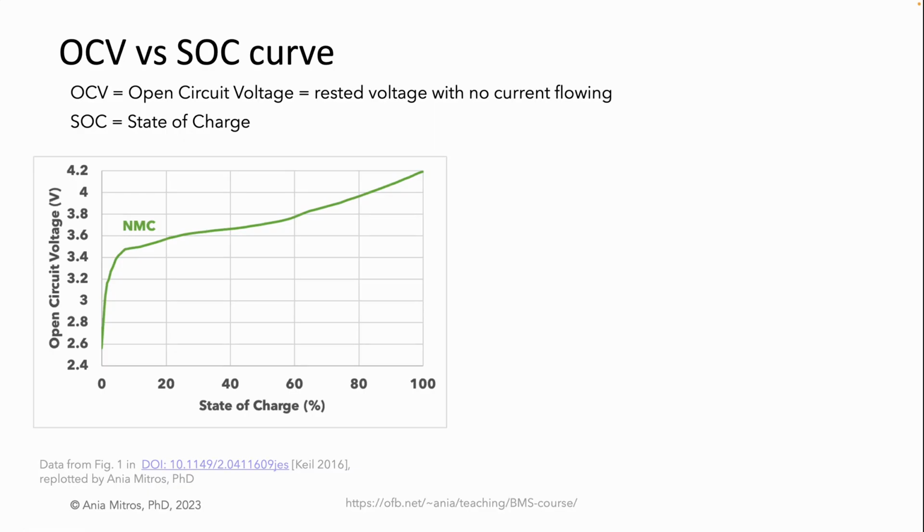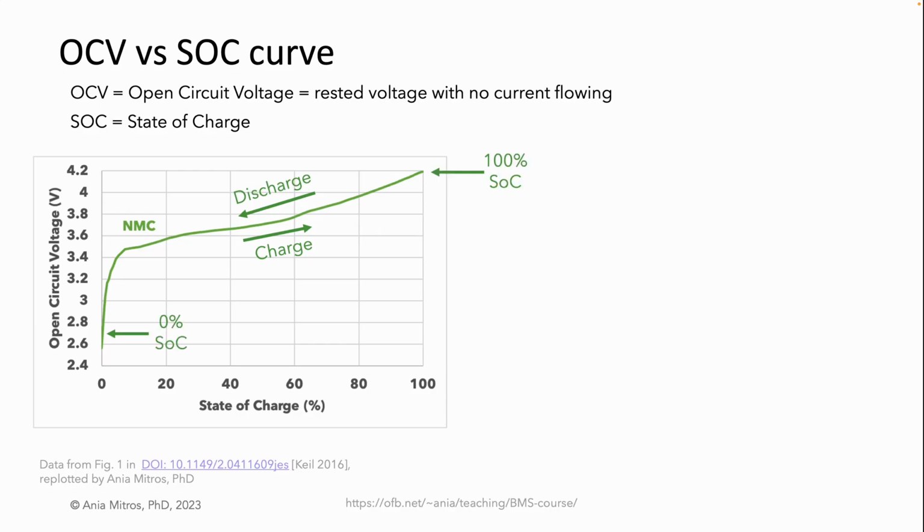On this plot, the y-axis is cell voltage, and specifically the cell's open circuit voltage, which means no current is flowing, and no current has been flowing for some rest period, perhaps a few hours. The x-axis is the state of charge, or in other words, how many % full the battery is. Charging the battery moves up this curve, and discharging moves down the curve.